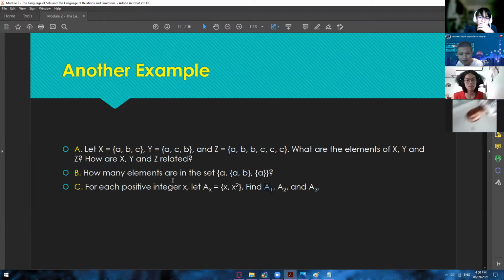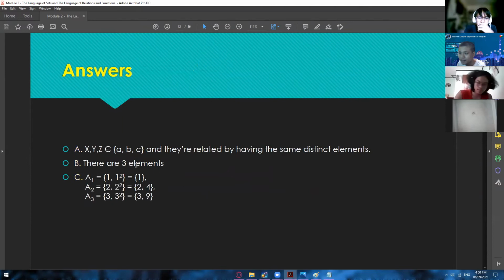So the answer for A sub 1 must be curly brackets and then 1. What about A sub 2? Yes, 2 and 4. Very good. How about A sub 3? 3 and 9. Very good.